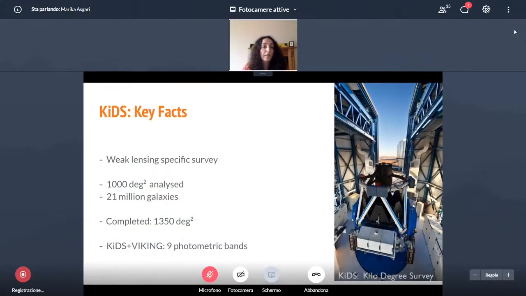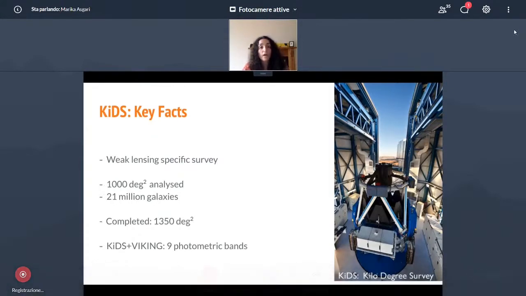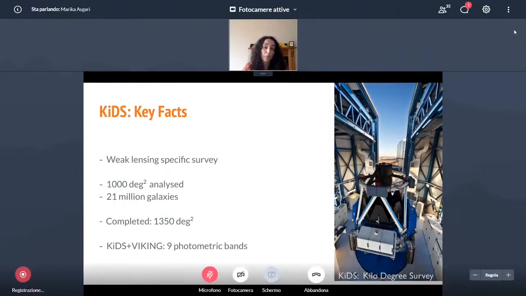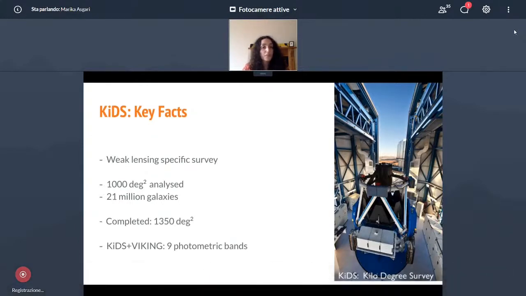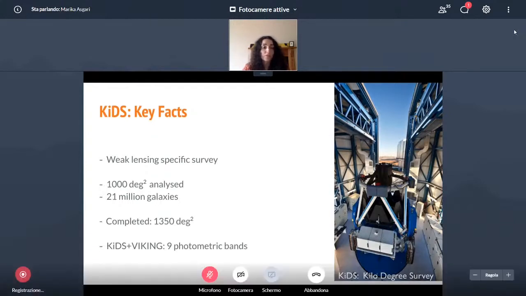Okay, so let me tell you a little bit about the data. KiDS is a weak gravitational lensing specific survey, meaning that the images and the quality of data is very high. So the shape measurement is more reliable. And you can see a picture of the telescope here. This is on Paranal in Chile. We've analyzed 1,000 square degrees of the data with 21 million galaxies. And the observations for the full survey have been completed. That's 1,350 square degrees, but it hasn't been analyzed yet. This extra bit of the data.